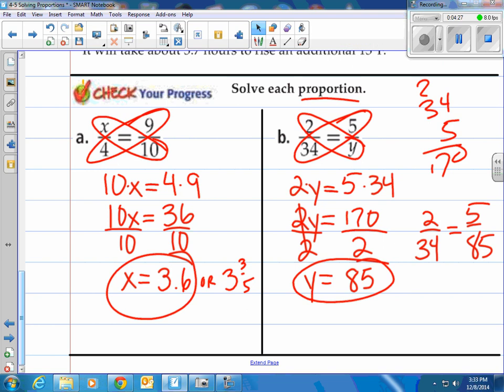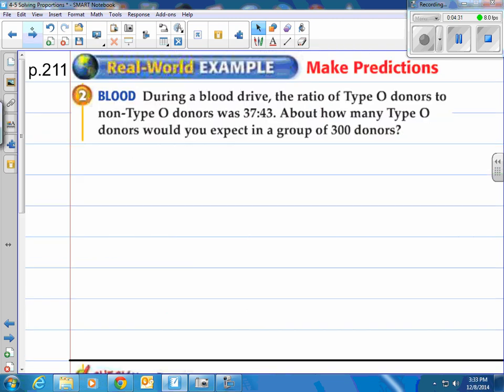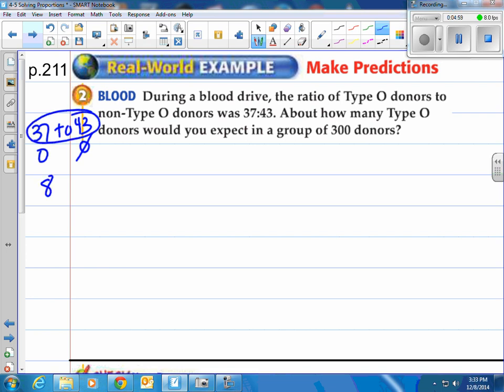All right, let's move on to our second example. Making some predictions. During a blood drive, the ratio of type O donors to non-type O donors was 37 to 43. About how many type O donors would you expect in a group of 300 donors? Well, when there's 37 to 43, what that's really saying is, these are the O and these are the non-O. There's actually how many people there? There's actually 80 people there.